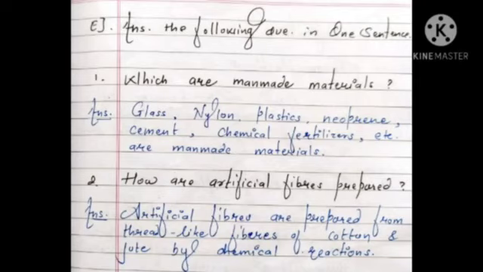And the first one is, which are man-made materials? And the answer is glass, nylon, plastic, neoprene, cement, chemical fertilizers, etc. are man-made materials. Second one is, how are artificial fibers prepared? And the answer is artificial fibers are prepared from thread-like fibers of cotton and jute by chemical reactions.